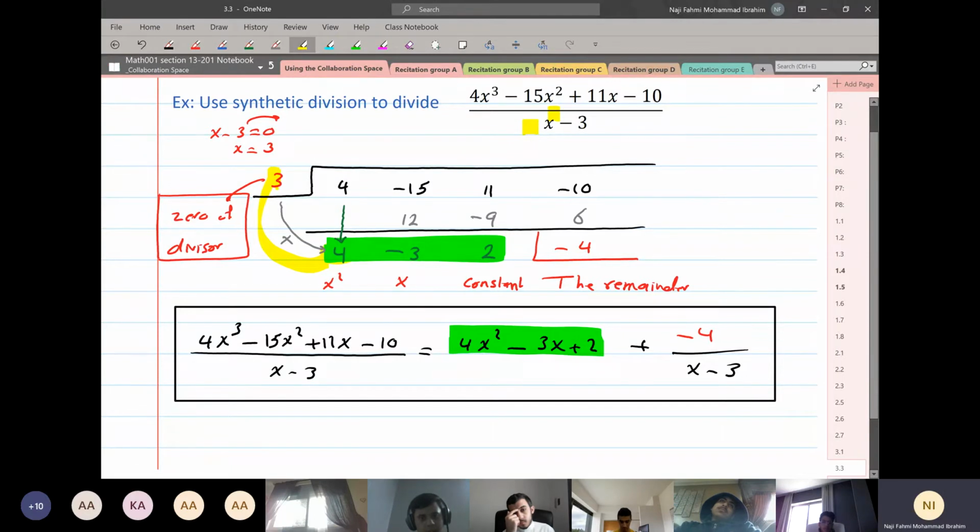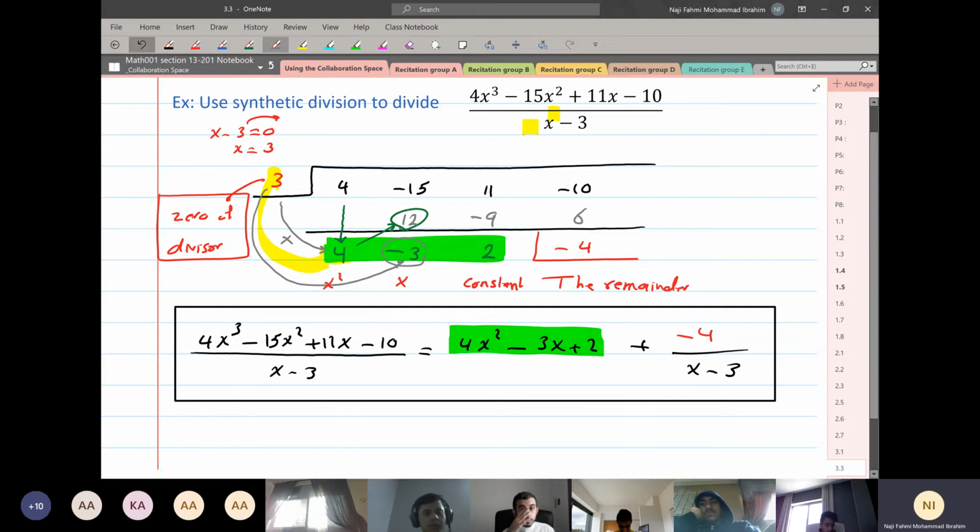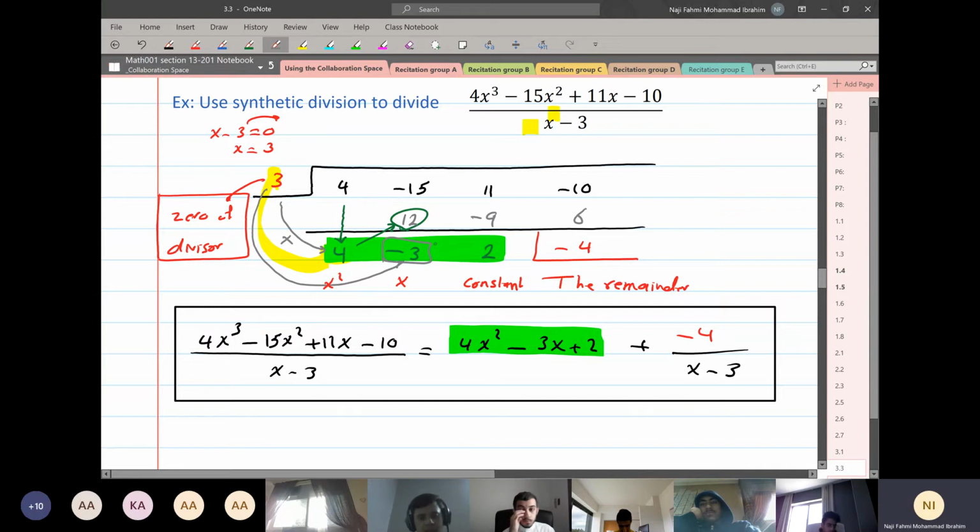3 times 4, 12. We put it here. This is the 12. Then 3 times -3. How much is 3 times -3? -9. We put it here. Then 3 times 2, how much is that? 6. Okay. We put it there. So we multiply these. Okay?